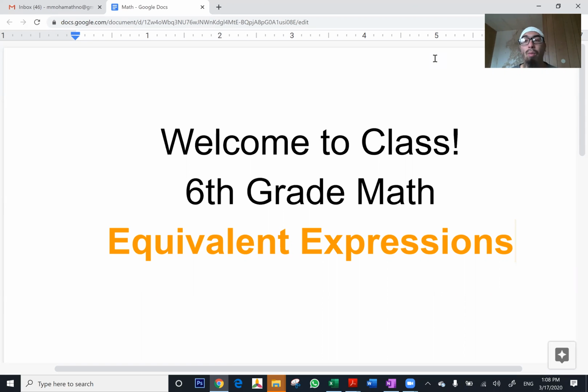Equivalent expressions are what? Things that we've been working on: the commutative property, distributive property, associative property, all these properties, and we want to see if things are equal to each other. But we're also going to be dealing with algebraic expressions, and we might have to even simplify some of the expressions that we have, and we'll go over all those things in a bit. So let's jump right into it. I'm going to pull it up right now.